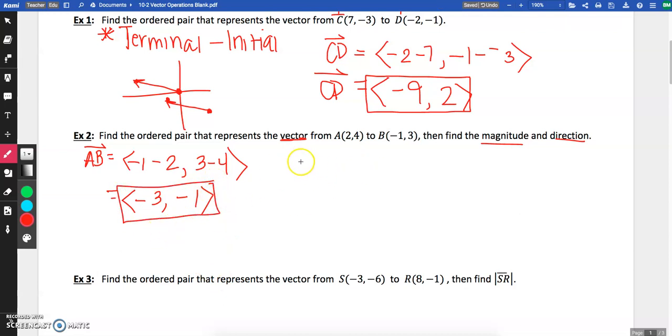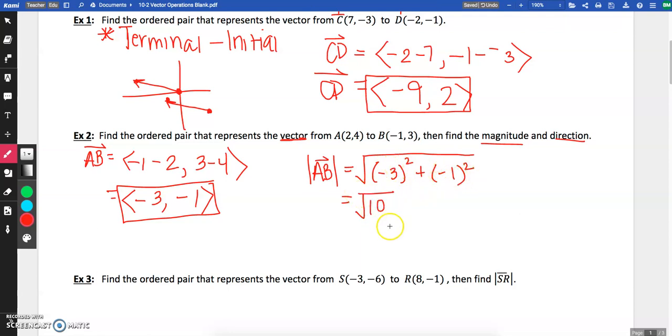So if I'm going to find the magnitude, that means I'm doing the magnitude of AB. Remember, this is our magnitude symbol. It's the length. So I can do the Pythagorean theorem, square root, and I'll use my vector components. -3 squared plus -1 squared. And we'll simplify this instead of getting a decimal approximation. -3 squared is 9, -1 squared is 1, so 9 plus 1 gives me root 10. So that's the length of that vector.